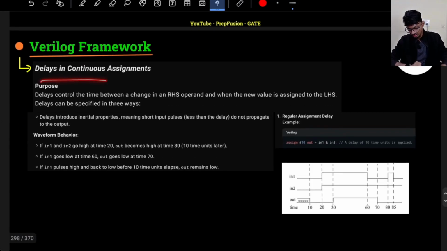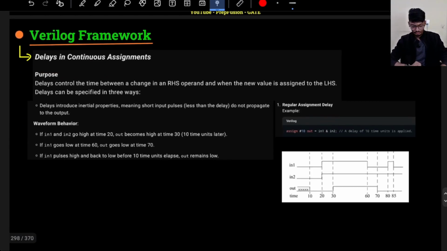Next is delays in continuous assignment. So how do I do delays? Like this, if I write assign #10, that means a delay of 10 time units is applied. Okay, so basically here I am doing the AND operation of in1 and in2. So I have started from here, right? It will start from 10 below, because before this I don't know what the values of in1 and in2 are, so there will be an X sign.